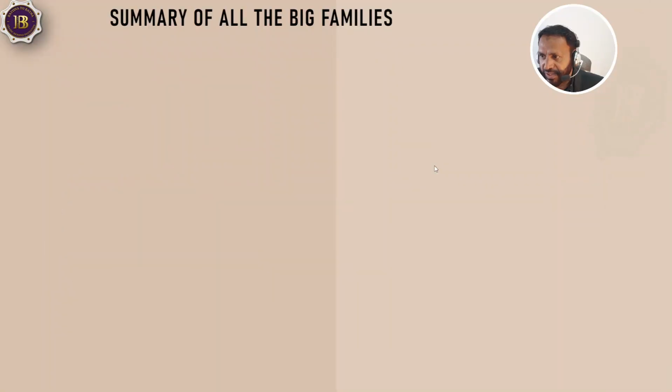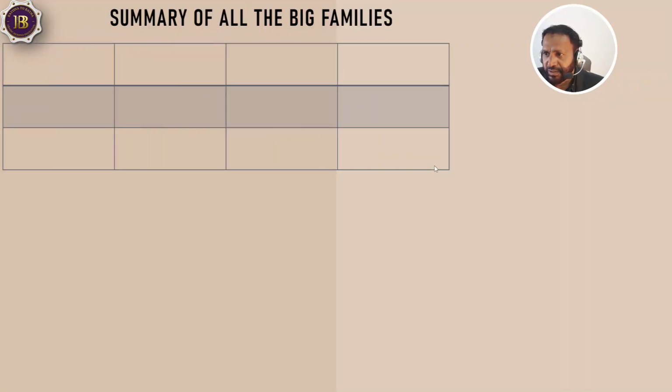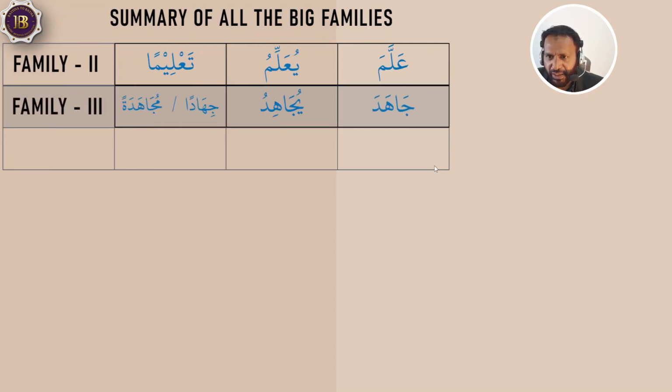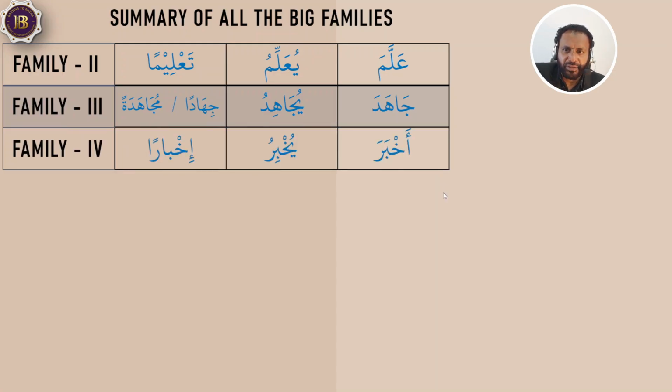Okay. So here is the summary of all the big families that we have studied so far for your reference. First was family 2, Allama yuallimu ta'liman. Family 3, Jahada yujahidu jihadan wa mujahadatan. Family 4, Akhbara yukhbiru ikhbaran wa huwa mukhbirun. These three are together. Why are they clubbed together? Their present tense starts with Dhamma.